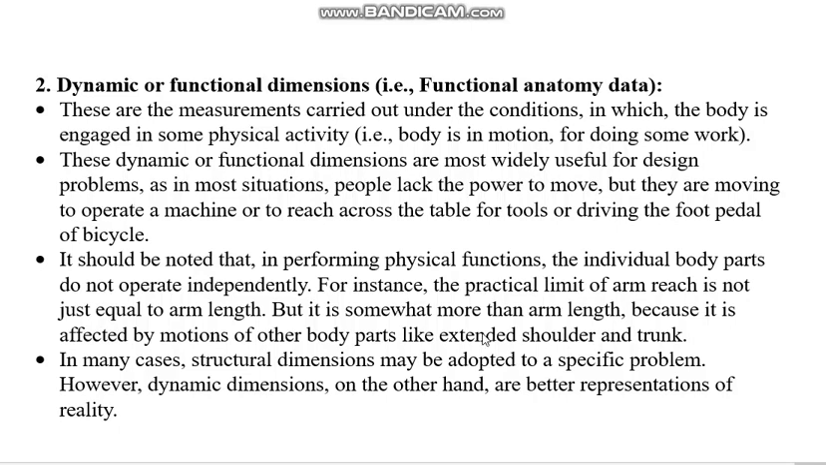See, it should be noted that in performing physical functions, the individual body parts do not operate independently. For instance, the practical limit of arm reach is not just equal to the arm length, but it is somewhat more than the arm length. Why? Because it is affected by motions of other body parts like extended shoulder and trunk. You see, you lean forward. When you lean forward, it is not only the hands, even your trunk, your shoulders, and all those things are stretching forward. So you see, you are able to reach more than the arm's length.